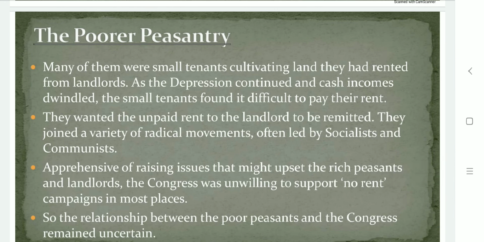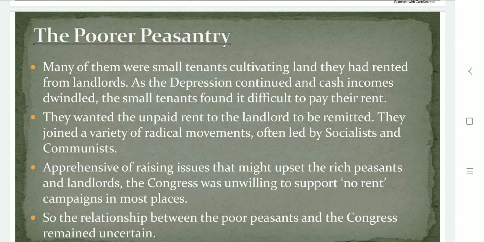Now let us talk about the poor peasantry. Many peasants had very small lands, and they were working on rented pieces of land that had been rented by landlords. As the depression continued, cash incomes dwindled. The small tenants or the farmers found it difficult to pay their rent. They wanted the unpaid rent to the landlord to be remitted.